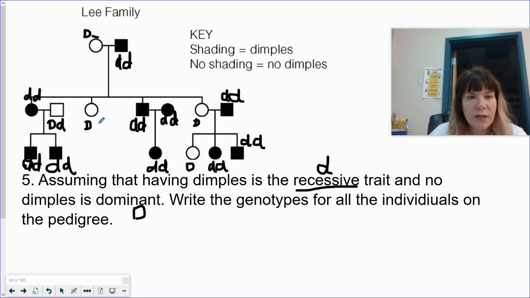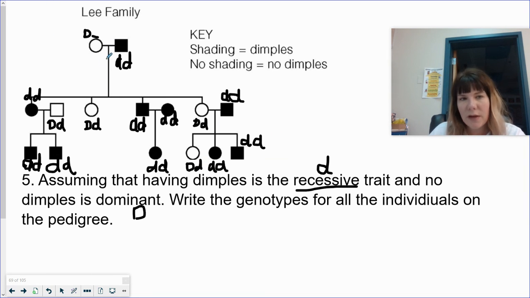So she has to receive one from dad. So she's going to also be heterozygous. Same with their other daughter, she is going to be heterozygous. Now, looking at their children, this daughter here got the uppercase D from mom, so she's going to get the lowercase d from dad. So she's also heterozygous.